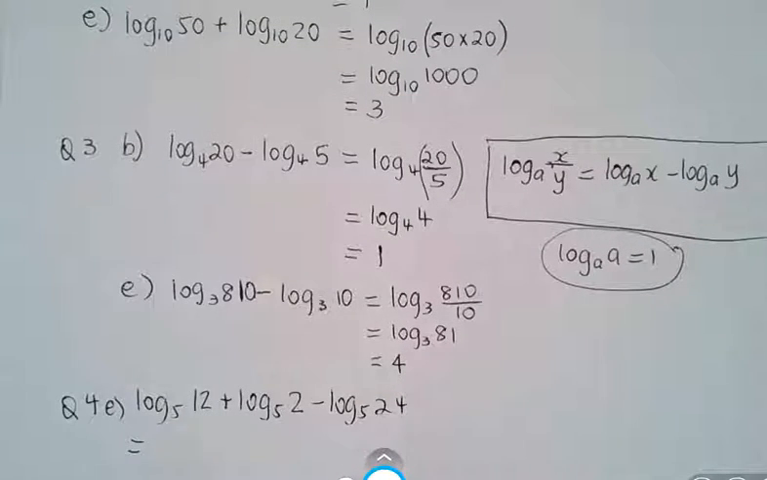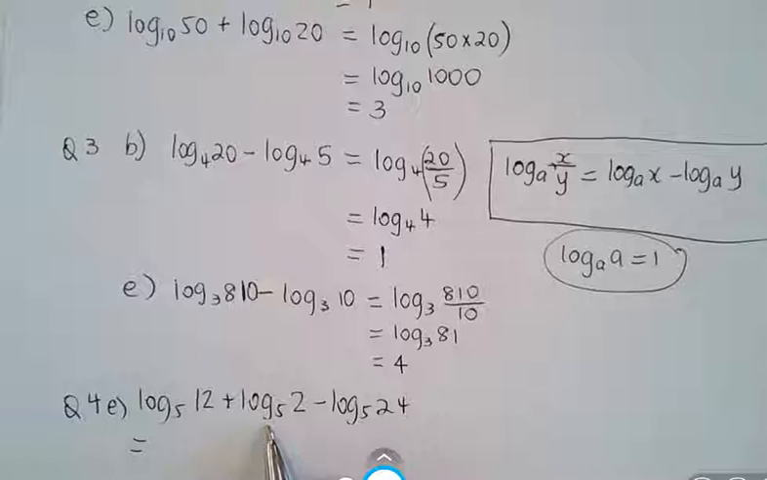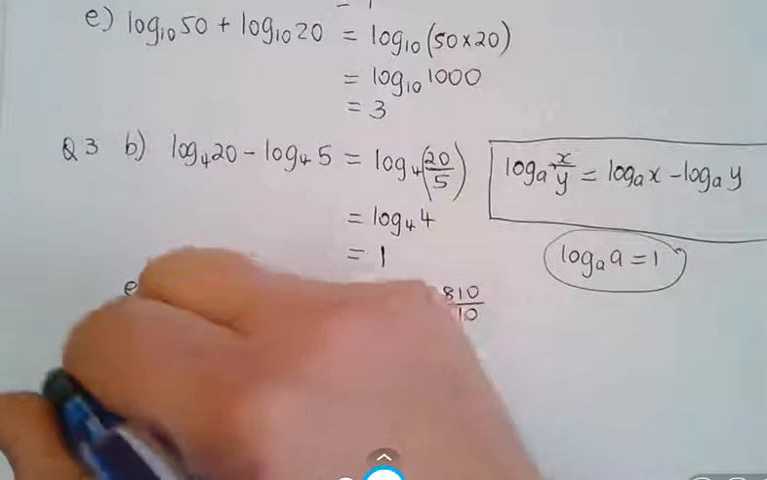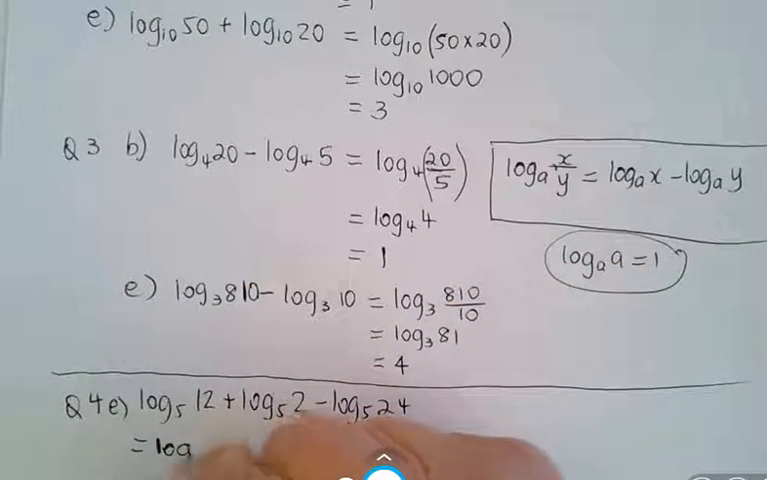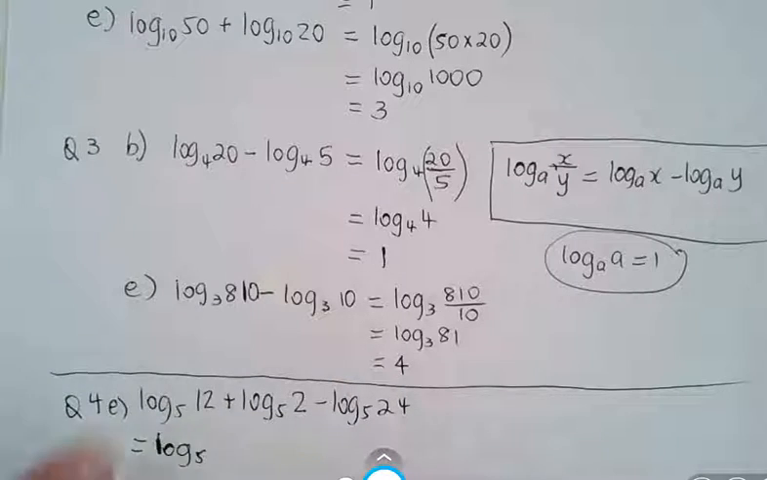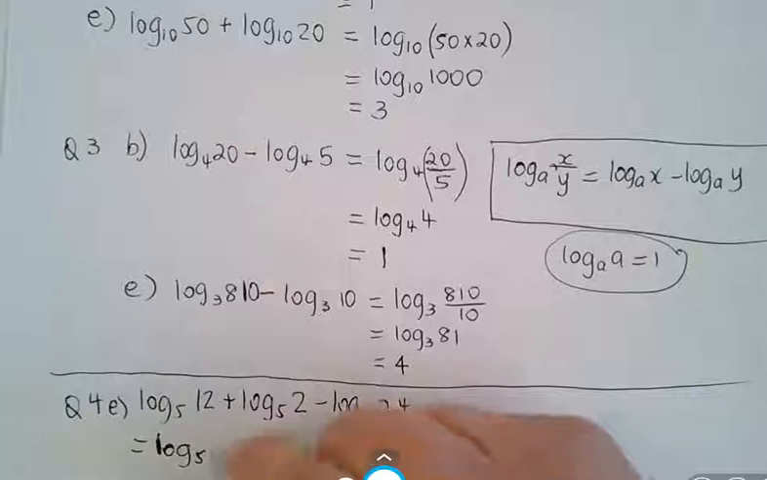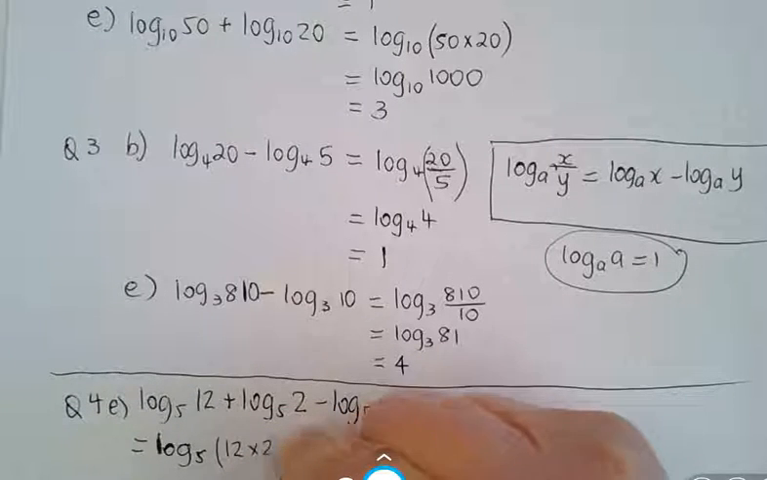Next, this one is a combination of addition and subtraction. So you can use the laws one at a time if you want. Let's just do the first two. Isn't that log to the base 5 of 12 plus log to the base 5 of 2? What do you do with the 12 and the 2? You multiply them.